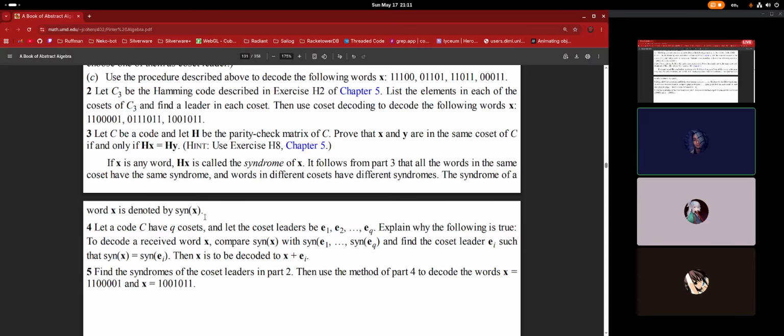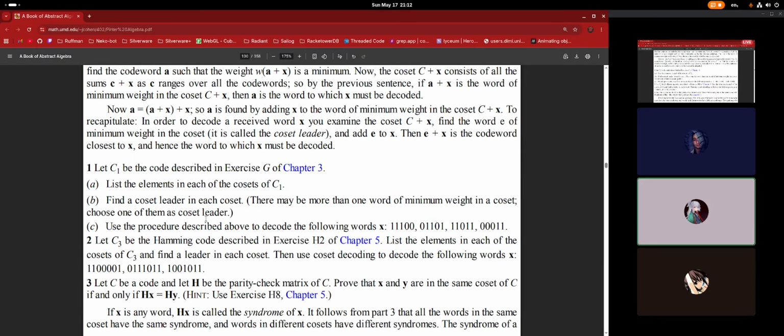Okay, that is very weird. Let the code C have Q cosets and let the coset leaders be. So what is the notion of a coset leader again? That is the one that is the best candidate. Okay.